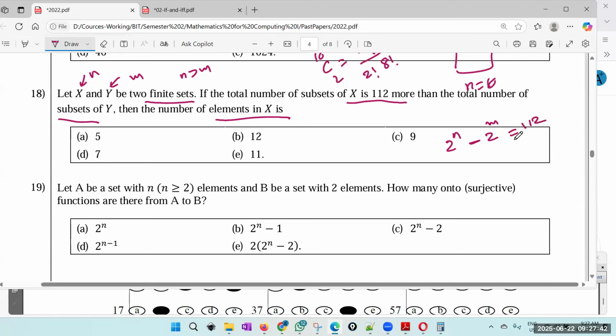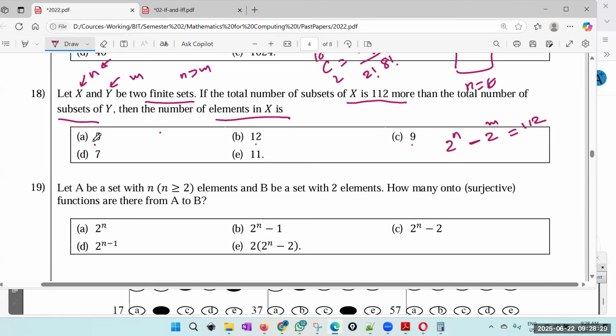Now we need to find the number of elements in X. That means we need to find n. This is not a question we can solve directly because there are two variables, but maybe we can guess it. If we can guess it, that is fine, because these are powers of 2. And we also have possible answers, so we can use one of the n values and see whether we can get a possible m value. If we can, that is a possible value.